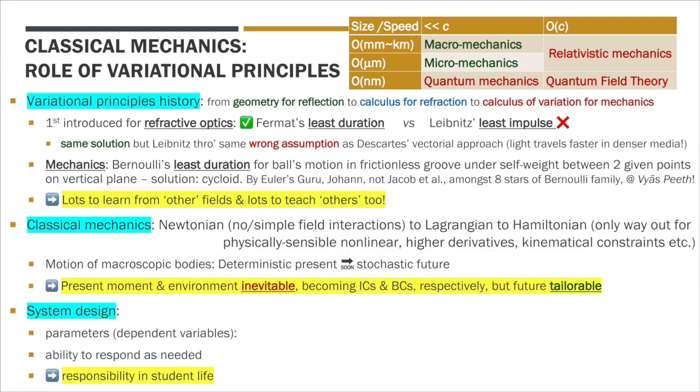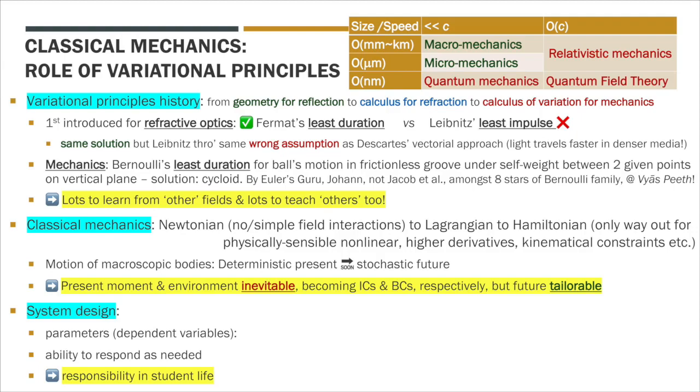So assumptions and the rightness or wrongness of that is very, very critical, because that's the foundation on which you're building up your theory. You may end up with the right theory by accident, but not consciously. And that's the problem with wrong assumptions, and we will revisit that soon. So the same solution, but Leibniz through the same wrong assumption as Descartes. Now Descartes didn't use variational principles. He used Newtonian kind of mechanics. It's a vectorial approach, which means that, once again, like the wrong assumption of Leibniz, even Descartes had assumed light travels faster in a denser media.